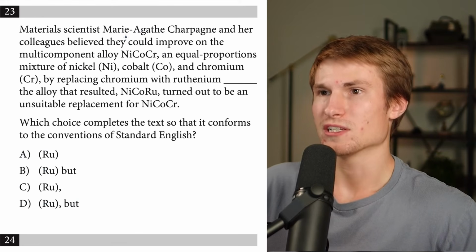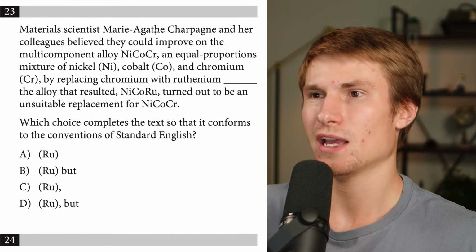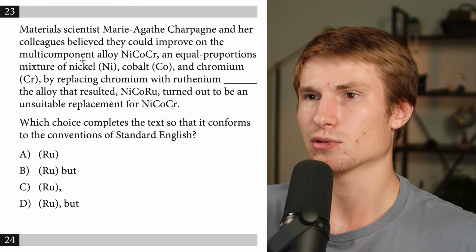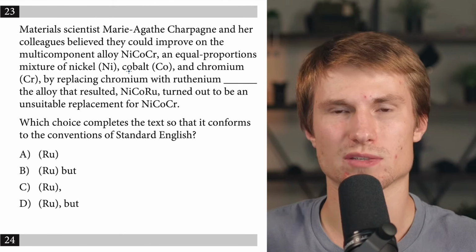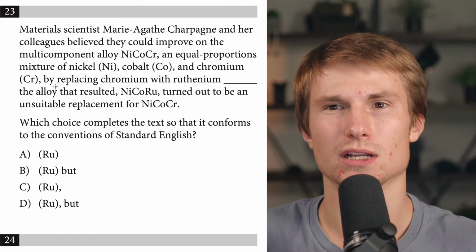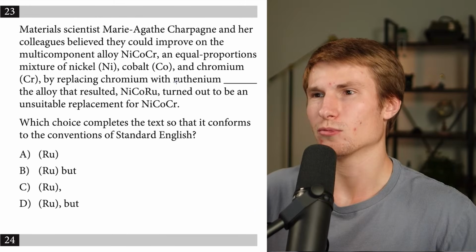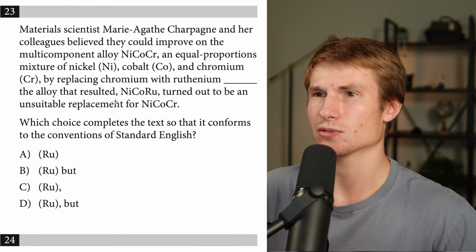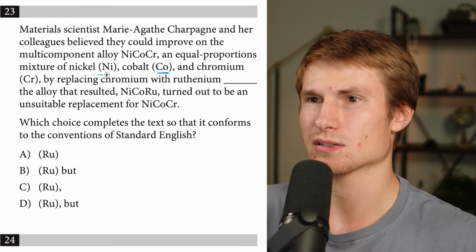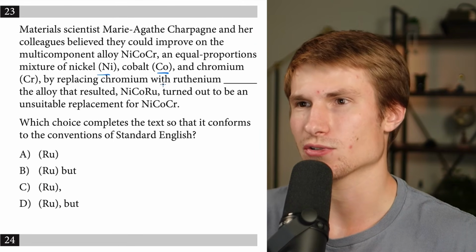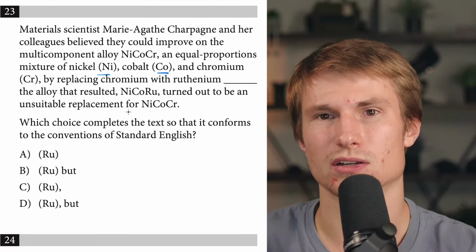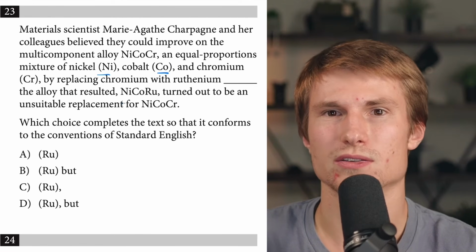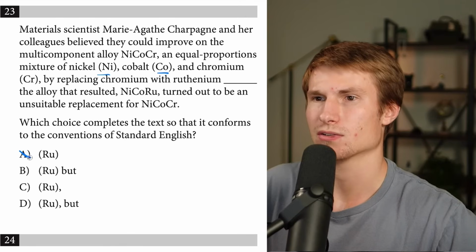Question 23. Materials scientist Marie Agathe Charpin and her colleagues believed they could improve on the multi-component alloy NiCoCr, an equal proportions mixture of nickel, cobalt, and chromium, by replacing chromium with ruthenium, Ru. Okay, so keep in mind we want to maintain this parallelism, right? We've got Ru. Okay, we've got that in all these choices. But the alloy that resulted turned out to be an unsuitable replacement. All right, so that would be but because we have a contrast. Okay, so I would use a but there.